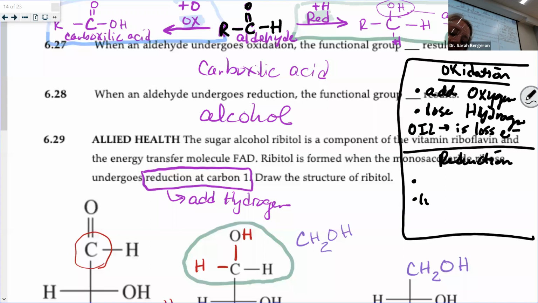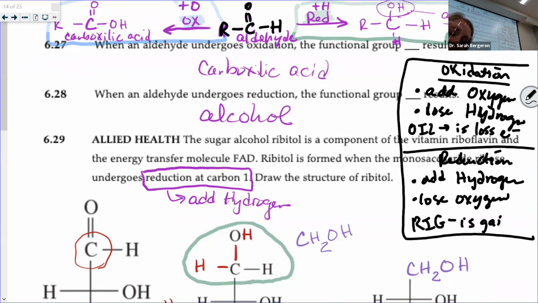You could lose oxygen. What do you gain? Hydrogen. And then this is the rig, R-I-G. So reduction is gain of what? Electrons.